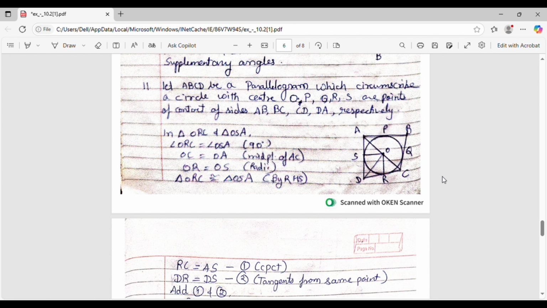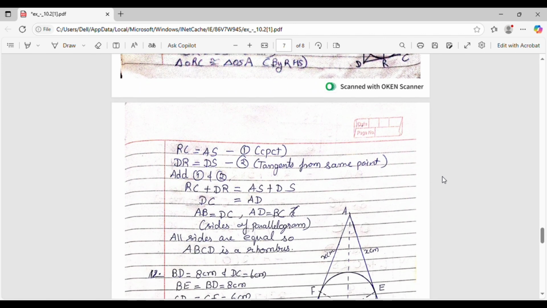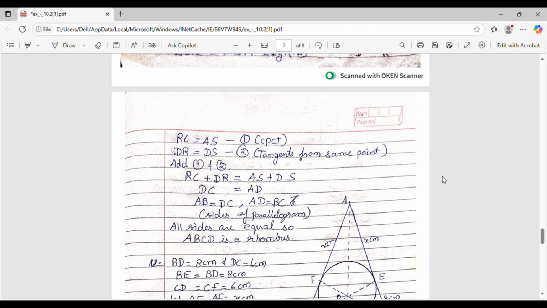In triangles ORC and OSA, angle ORC is equal to angle OSA, 90 degrees, OC is equal to OA, as O is the midpoint of AC, and OR is equal to OS. So triangle ORC is congruent to triangle OSA by RHS. So RC is equal to AS by CPCT.